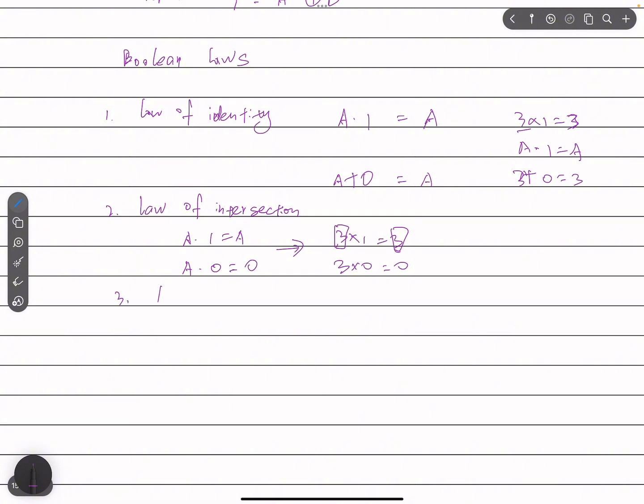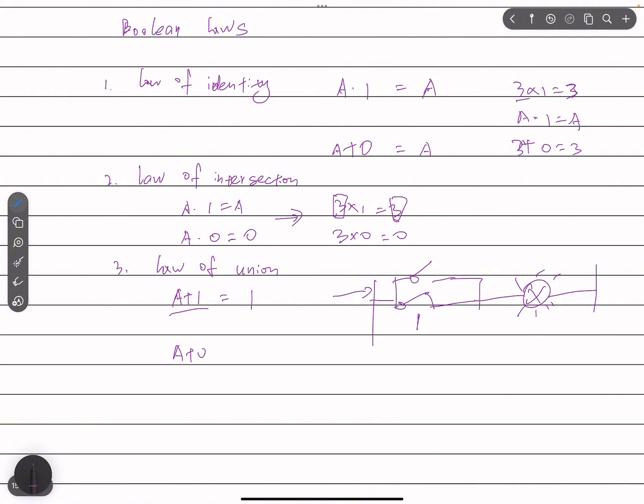We also have law of union, which is A plus 1 equal to 1. Like an OR gate. So we have an OR gate, but the other switch is always closed, always 1. So if we have a light here, the light is always on. So A plus 1 equal to 1. And A plus 0, which is A, the result will depend on A.